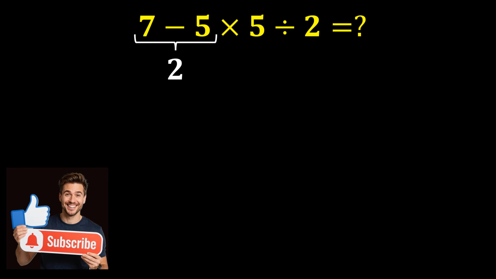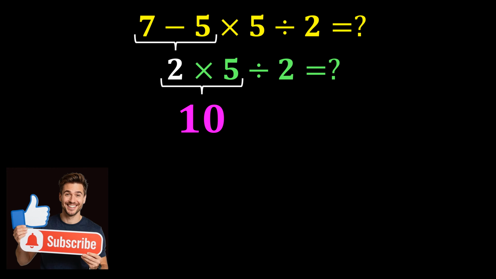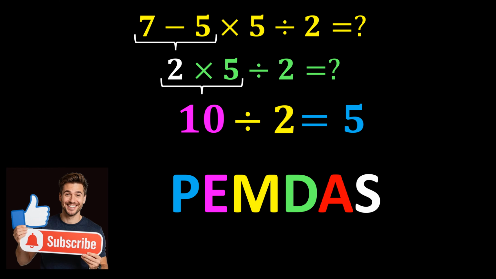7 minus 5 equals 2, and 2 times 5 equals 10, and 10 divided by 2 equals 5. But this answer is completely wrong because we didn't follow the order of operations, PEMDAS.